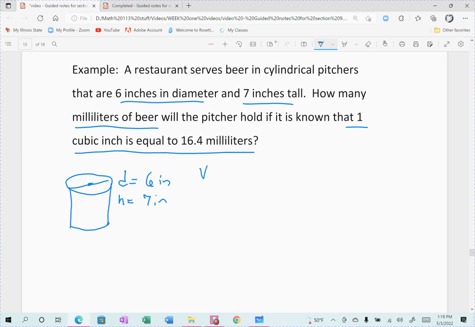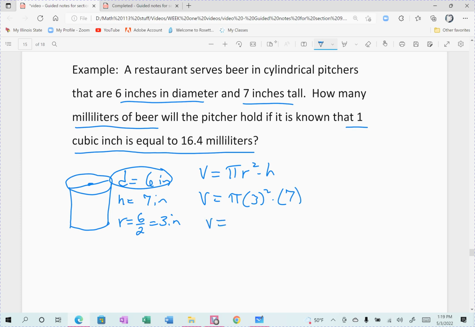We want to find the volume, which is pi r squared times h. So I need my radius. I have my diameter. I need my radius. So remember, radius is 1/2, or the diameter divided by 2. It's half the diameter, so 6 divided by 2. So my radius is 3 inches. So volume is pi times 3 squared times 7.